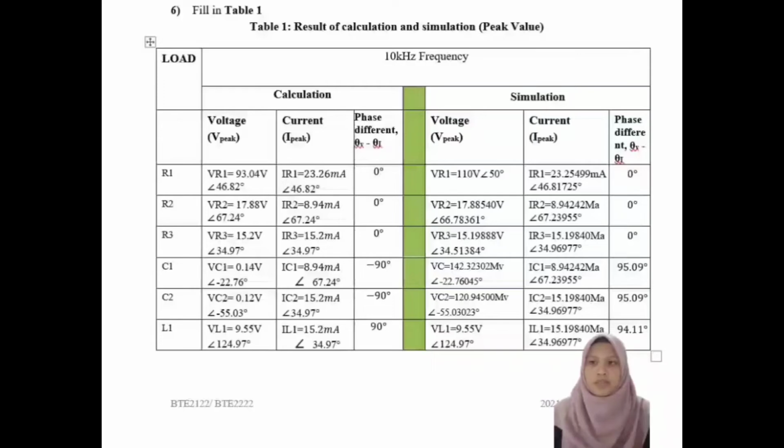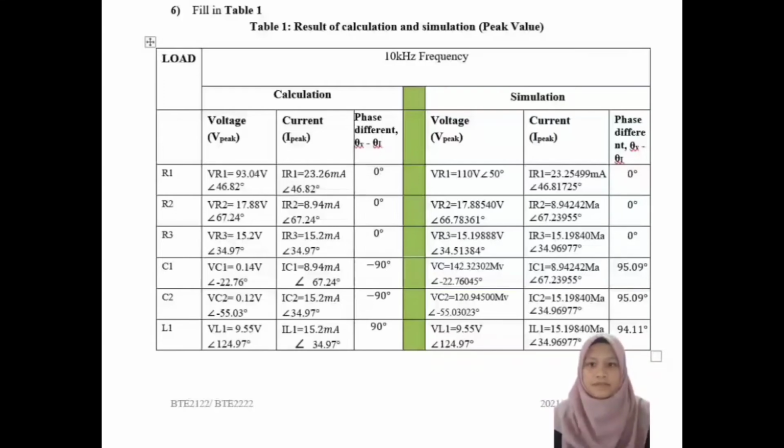For the current of the calculation, IR1 23.26 milliamp and 46.82 degree, IR2 8.94 milliamp and 67.24 degree, IR3 15.2 milliamp and 34.97 degree, IC1 8.94 milliamp and 67.24 degree, IC2 15.2 milliamp and 34.97 degree, and IL1 15.2 milliamp and 34.97 degree.